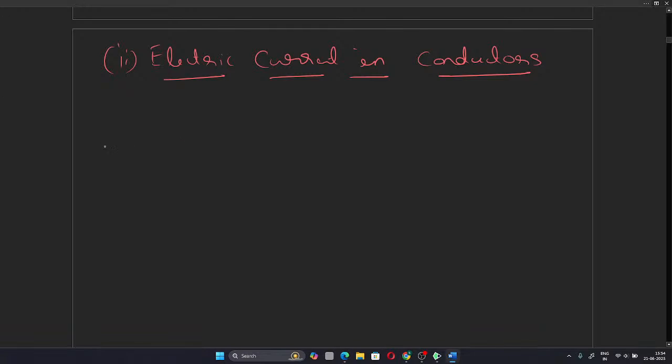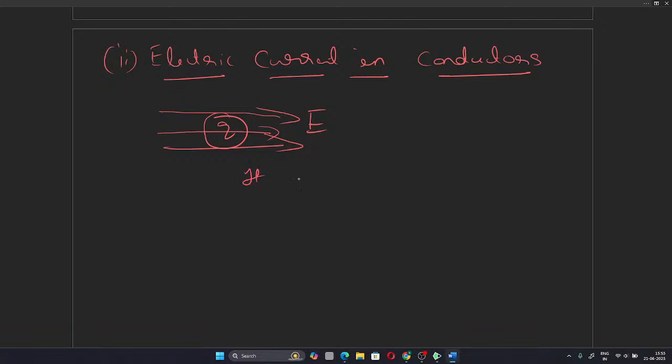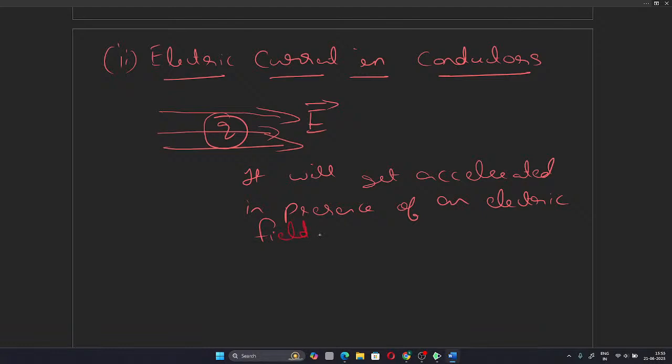Normally, let's assume there is a charge q, it may be either positive or negative. In presence of an electric field, it will get accelerated. A charge, if placed in an electric field, will get accelerated.